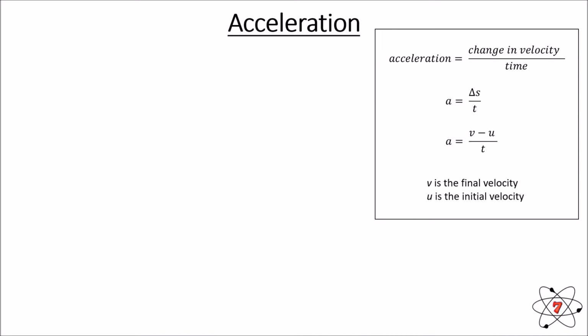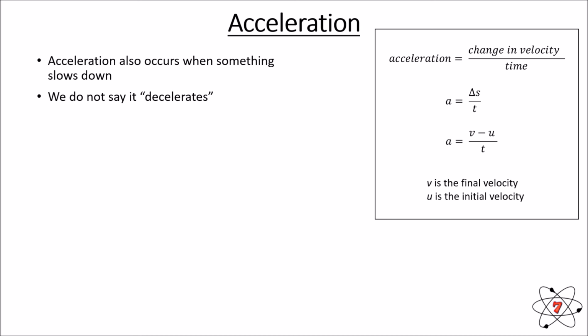So let's have a look at another example. And it's really, really important to point out that acceleration also occurs when something slows down. Now, in everyday language, we say something is decelerating or it's slowing down. In physics, we do not use the term deceleration to describe something that's slowing down. We say that when something slows down, it has negative acceleration.